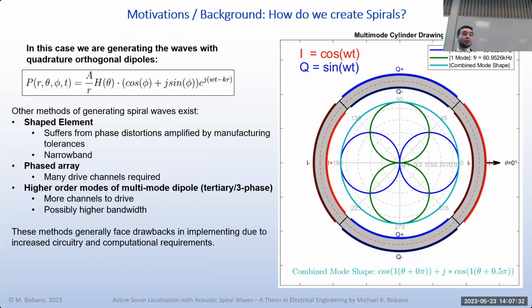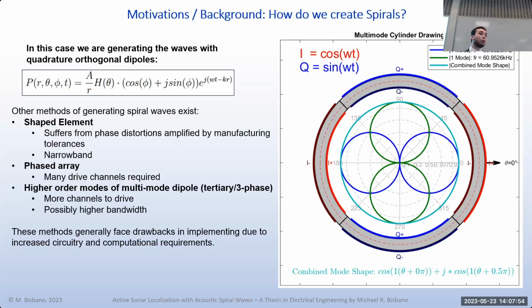There are a lot of ways you can make a spiral wave. You could have an element that's actually shaped like a spiral, and that could create a spiral wave, but that's a very narrow band. You could have a phased array with a lot of channels, kind of like the RF approach for airports, but that's a lot of channels to drive. So that's a drawback.